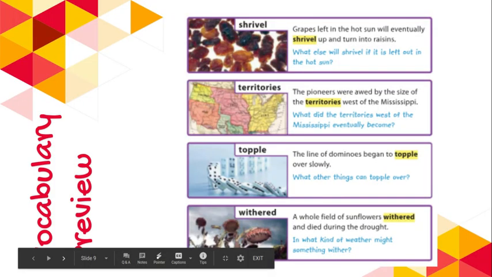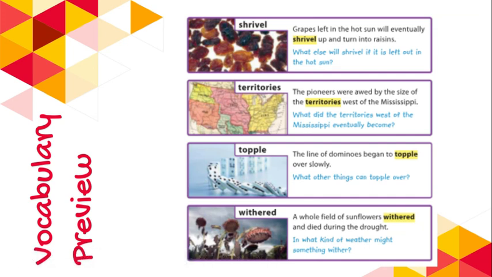The next word is shrivel. Grapes left in the hot sun will eventually shrivel up and turn into raisins. Territories. The pioneers were awed by the size of the territories west of the Mississippi. Topple. The line of dominoes began to topple over slowly. And the last word, withered. A whole field of sunflowers withered and died during the drought.